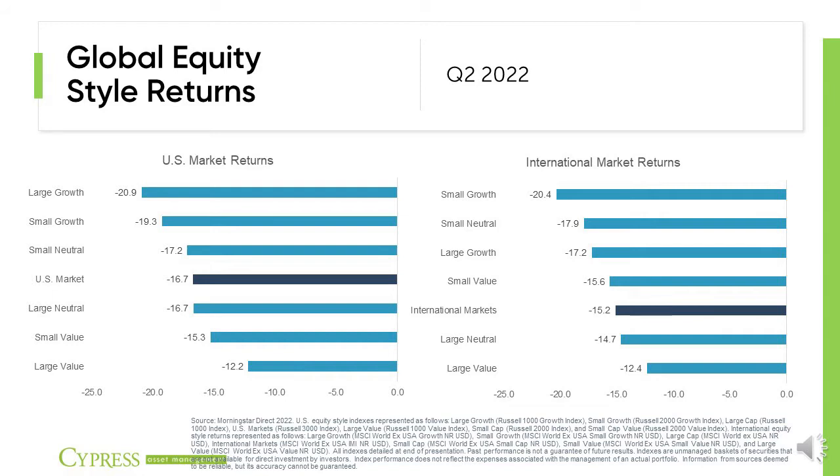U.S. returns are measured with the Russell Index Series, and international market returns are measured with the MSCI World ex-US Index Series, which represents global developed market performance excluding the U.S. As we can see from the dark blue line from the chart on the left, the U.S. market was down 16.7% in the second quarter, compared to down 15.2% for developed international markets on the chart on the right.